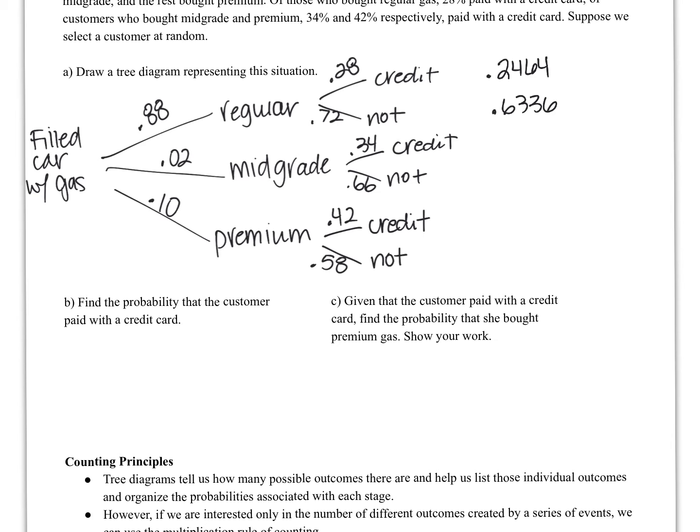Mid-grade and credit card is 0.0068. Mid-grade and not a credit card is 0.0132. Premium and credit is 0.1 times 0.42, so 0.042. And then premium and not a credit card, 0.10 times 0.58, which is 0.058.